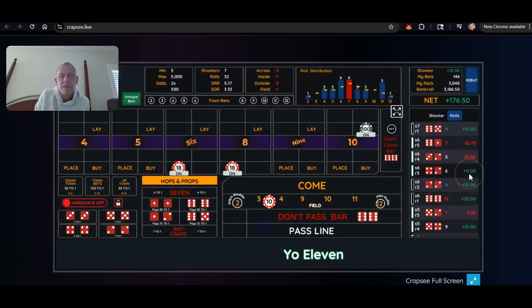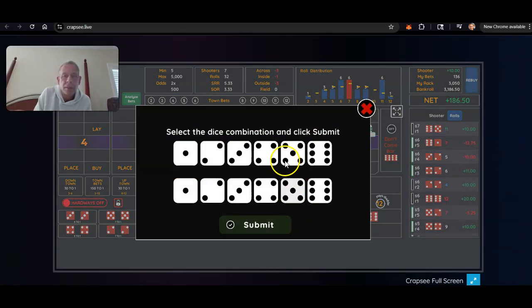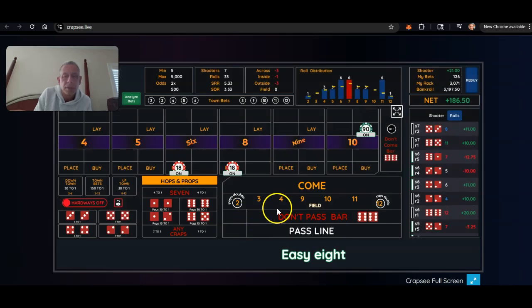Yo 11. All right, so we're going to keep doing what we were doing on this second shot, where we're going to reduce and see how we feel about that. So we reduced it by 10, and let's keep going. 5 and 3, 8. So we're going to get paid on the 8, lose the field. Easy 8. Right.